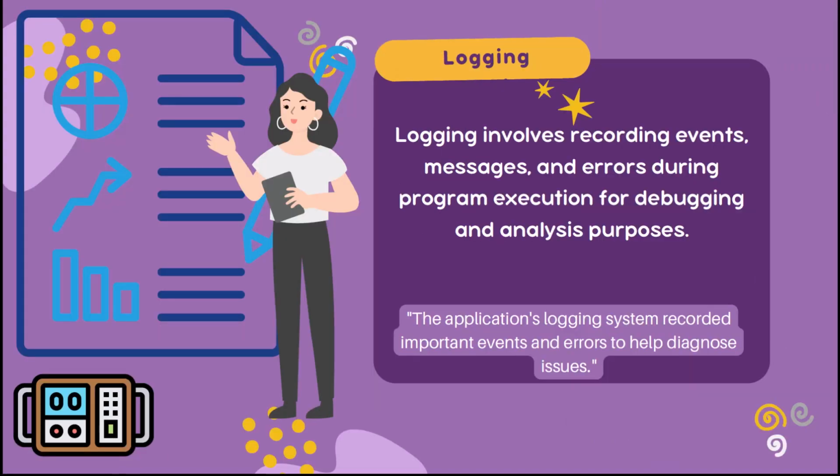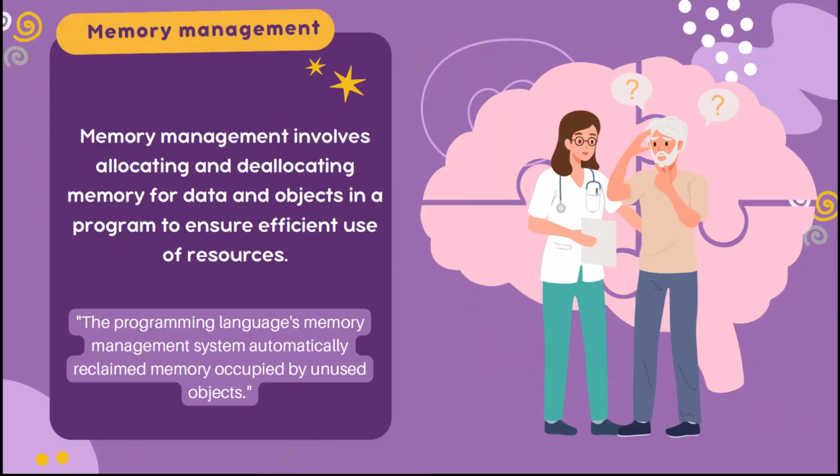Logging. Logging involves recording events, messages, and errors during program execution for debugging and analysis purposes. Example: the application's logging system recorded important events and errors to help diagnose issues. Memory management. Memory management involves allocating and deallocating memory for data and objects in a program to ensure efficient use of resources. Example: the programming language's memory management system automatically reclaimed memory occupied by unused objects.